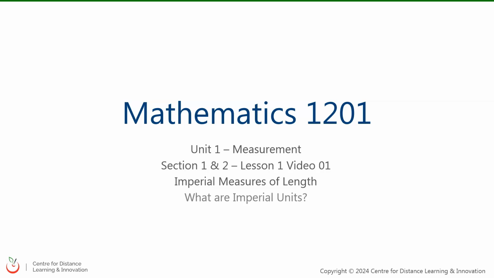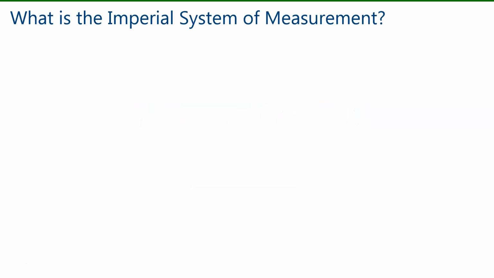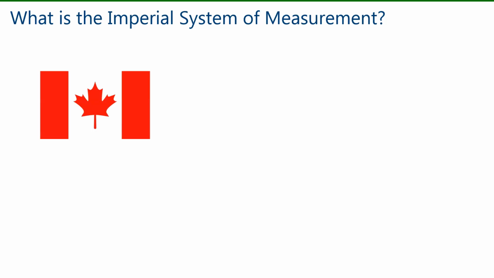Welcome to Unit 1 on measurement. In sections 1 and 2, we're going to be looking at imperial measures of length. So what is the imperial system of measurement? Well, in Canada, we measure distances using meters, kilometers, centimeters, or even millimeters. So these are what we call SI units, or System International, also known as the metric system.